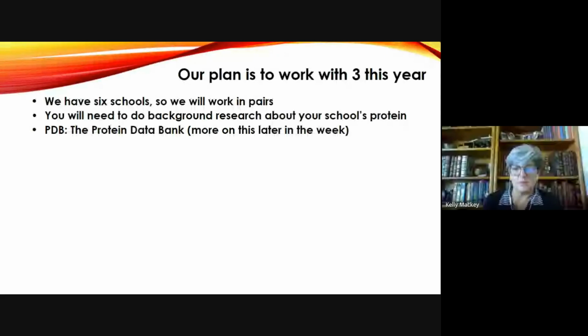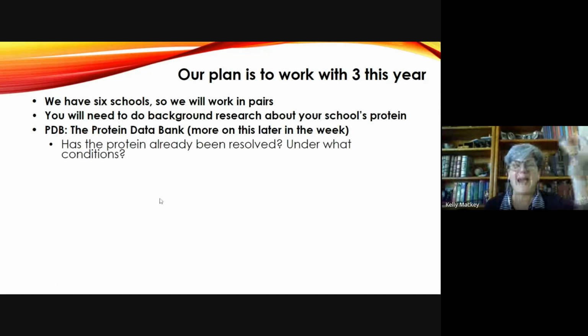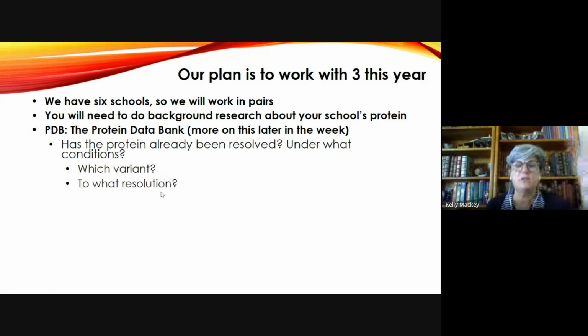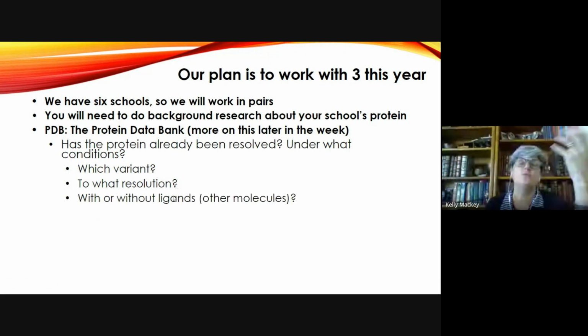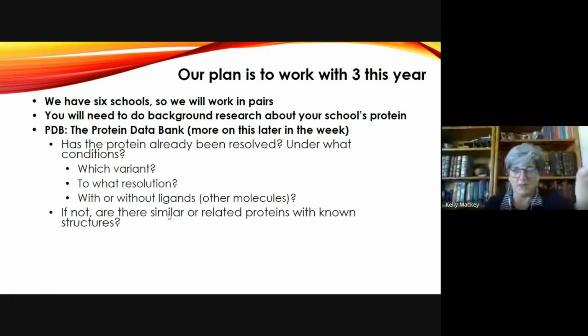One of our best tools for this is something called the Protein Data Bank, and you're going to be learning more about this later in the week. But this is basically a history of proteins that have had their structures figured out. So you'll be looking into whether or not it's already been resolved and under what conditions. Are there different variants? Has it been resolved to a weak resolution so we can do a better one? Have there been ligands with it or not? Are there related proteins to the one that you're looking at? That'll help give you insight into what it does.